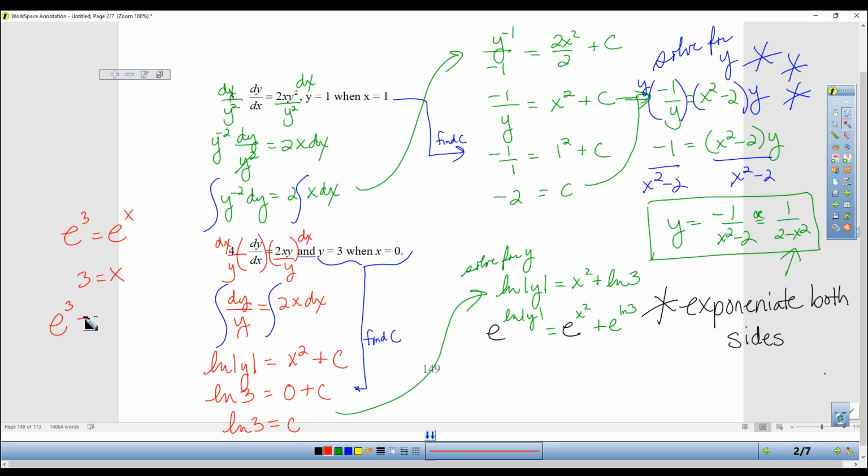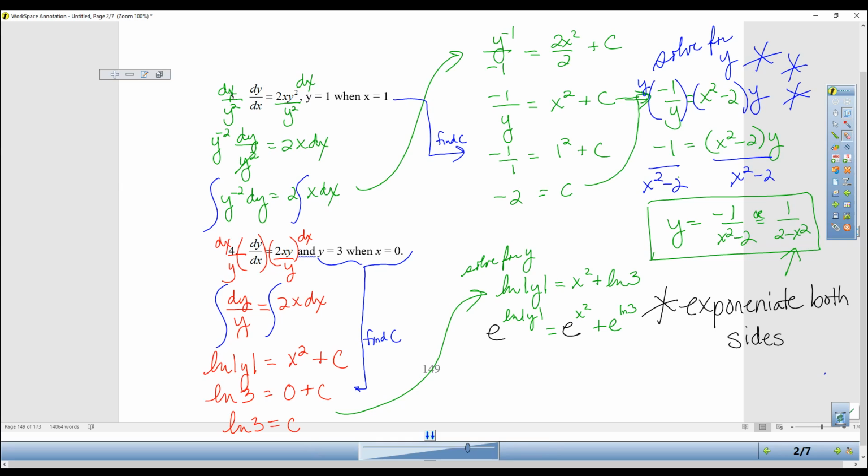But if you have e to the 3 is equal to e to the x plus e to the 1, x is not equal to 2. That's not how it works. You only add the exponents when the bases are being multiplied, not added. So do not exponentiate each term. If you have to, write that down. Do not exponentiate each term.